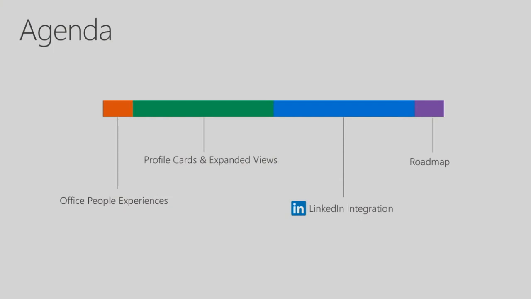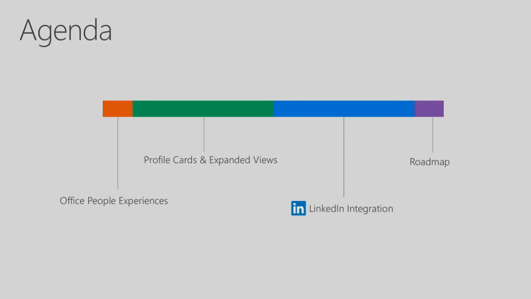All right, so why don't we get started? As you all know, these sessions are 45 minutes. That means that we don't actually have a lot of time, but what we're going to do is spend a lot of time on demos. Instead of spending a lot of time on slides, we have a lot of demos lined up. We're going to walk through various experiences. First, we'll start a little bit on what Office People experiences are.